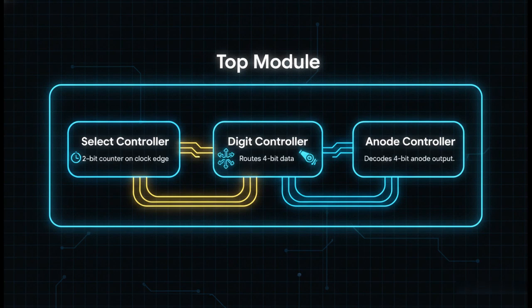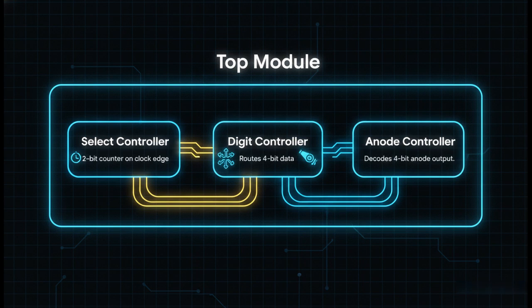The select controller is coded to increment its 2-bit counter every single time it detects a positive edge from the system clock. Then the digit controller acts kind of like a traffic cop. It routes the correct 4-bit numerical data based purely on whatever that 2-bit select signal happens to be. Our anode controller uses a simple case statement to decode that same select signal into the physical anode spotlight we talked about a minute ago.